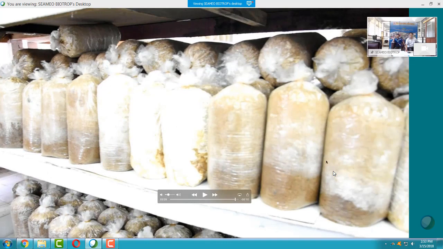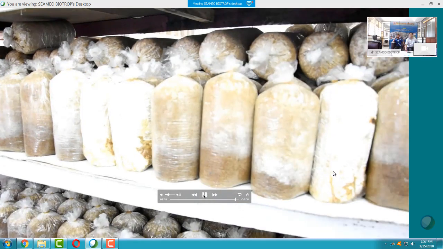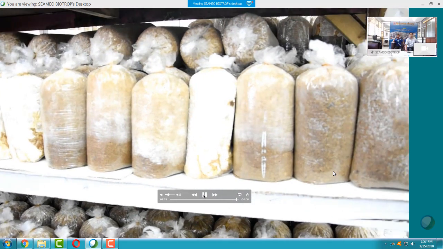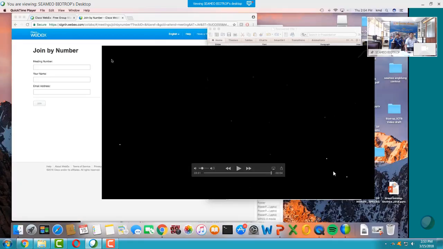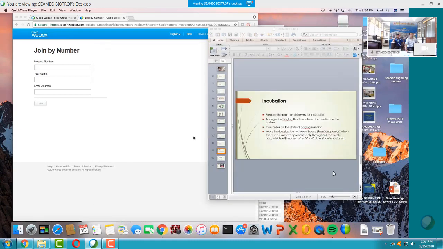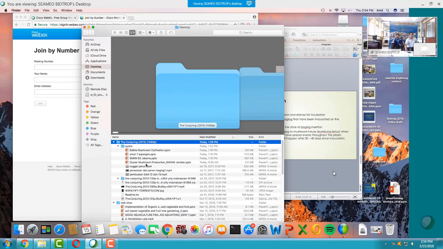So as you can see, the mycelium here is already spread, and this one is only half, and then this one is almost full, and then this one is ready to be used as a production baglog. The incubation process usually takes about 30 until 40 days since you put it into the incubation room. Okay, so after you are ready with the F3 baglog, then it's time to put it into our mushroom house and wait for the harvesting time.